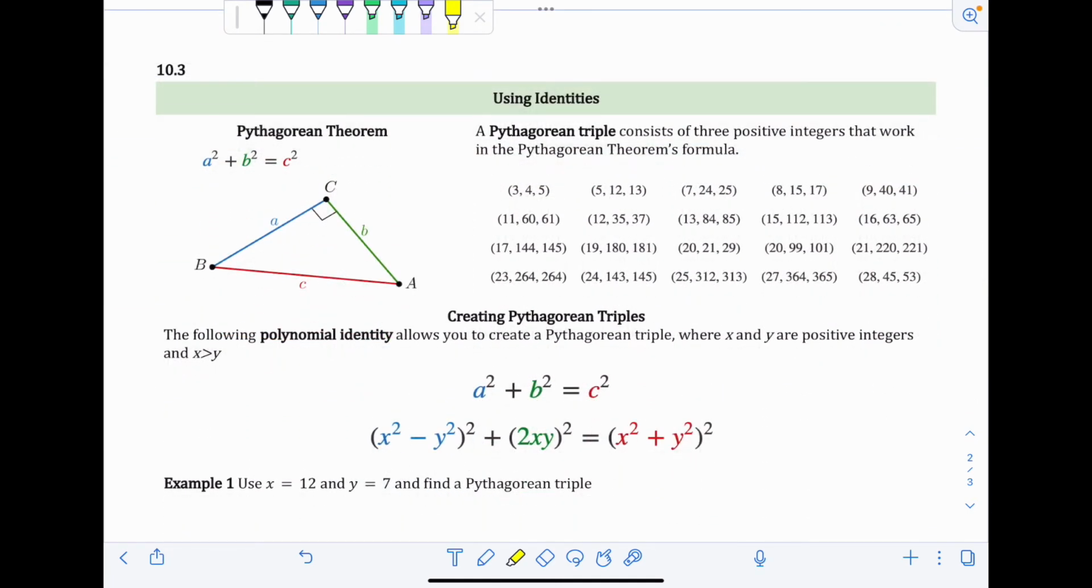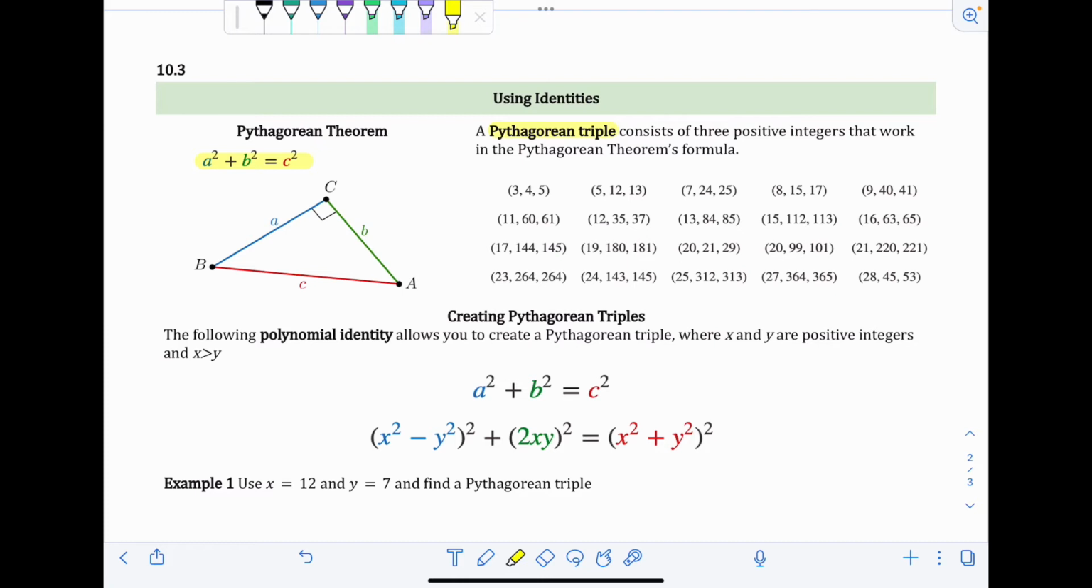Okay, so 10.3. 10.3 is all about using identities and solving with them, or finding values to fulfill these identities. The one in 10.3 is about the Pythagorean theorem, and it's an identity that helps us create what's called a Pythagorean triple. So you hopefully remember the Pythagorean theorem. It's something that helps you find the missing side lengths of right triangles. And the formula for it is a squared plus b squared equals c squared. And then a Pythagorean triple is a set of three positive integers that satisfy this formula.